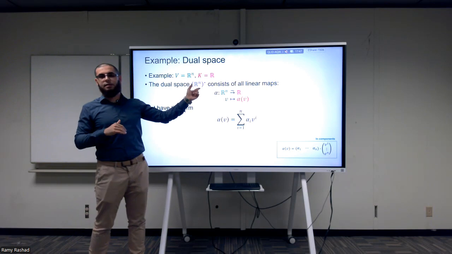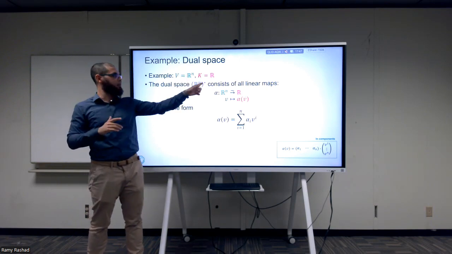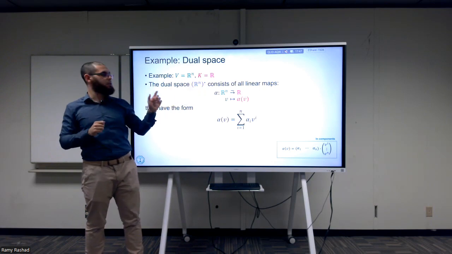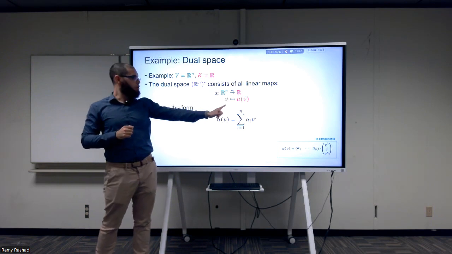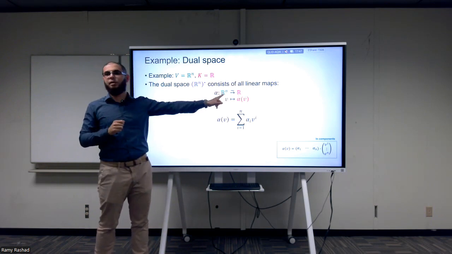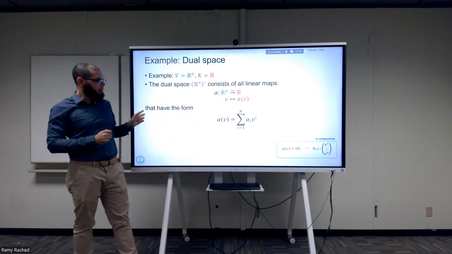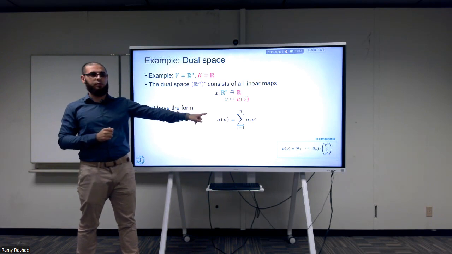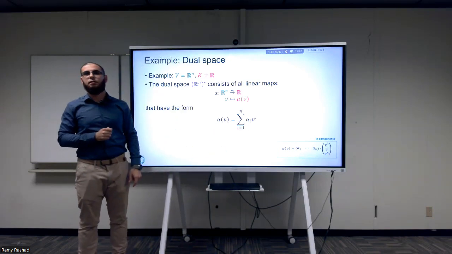The dual space to R^n is what we're going to call (R^n)*. This is the name of it. It's a new space, and it consists of all linear maps that go from R^n to R. It would eat an element of R^n and send you to a real number. And they should have this form. You're familiar with them in this setting.